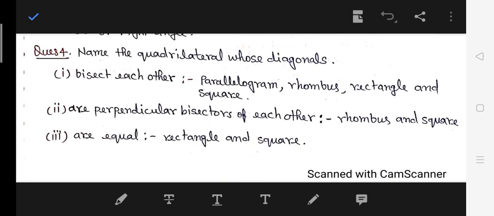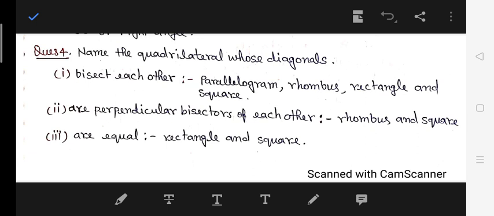Now question number four. Name the quadrilateral whose diagonals first bisect each other. Now you need to give the names of those quadrilaterals in which the diagonals bisect each other. So, students, the diagonals bisect each other in the parallelogram, rhombus, rectangle and square. In these, both diagonals are going to bisect each other.